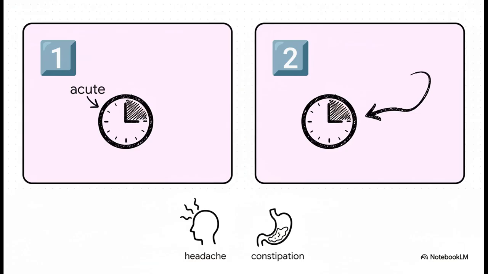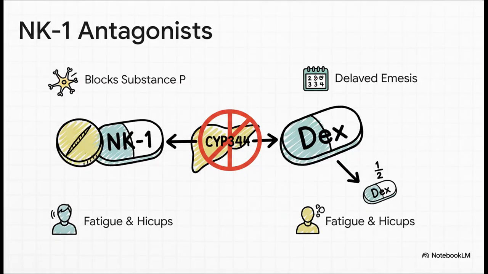But the second-gen agent, palonosetron, has a way longer half-life, and that gives it activity against both acute and delayed CINV, which is really useful in moderate-risk situations. For both, common side effects are headache and constipation, and you always need to be thinking about the risk of QTc prolongation.